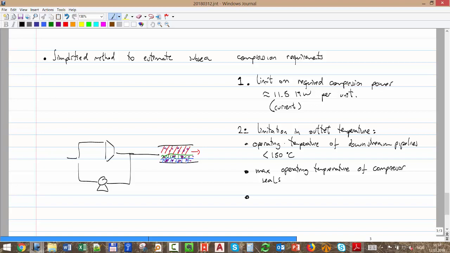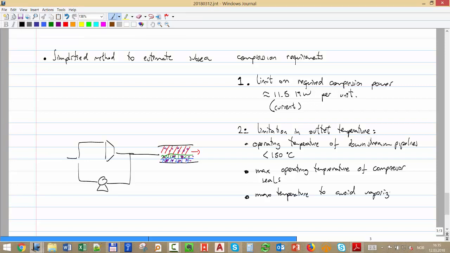And in the exercise you're going to get, or that you already got, that temperature is 150. So let's say maximum temperature to avoid vaporization of the hydrate inhibitor. Okay, typically you saw MEG or TEG, or you also have methanol, that are normally used.